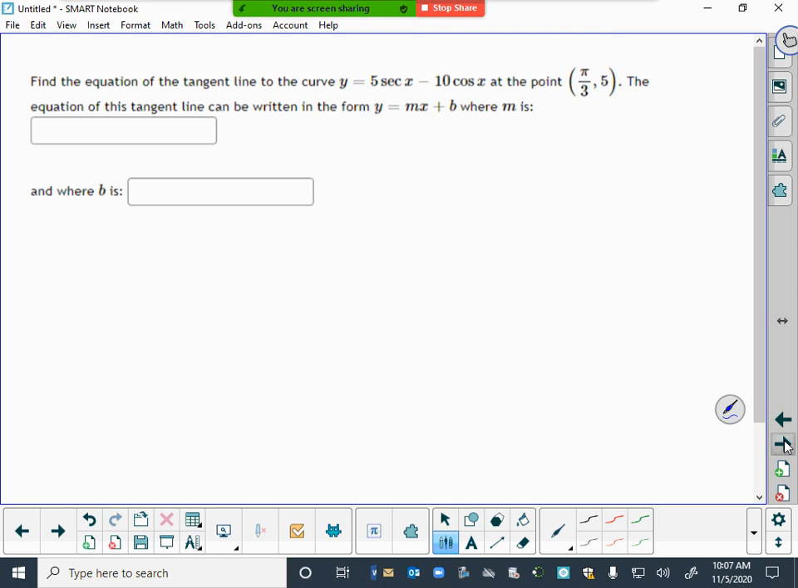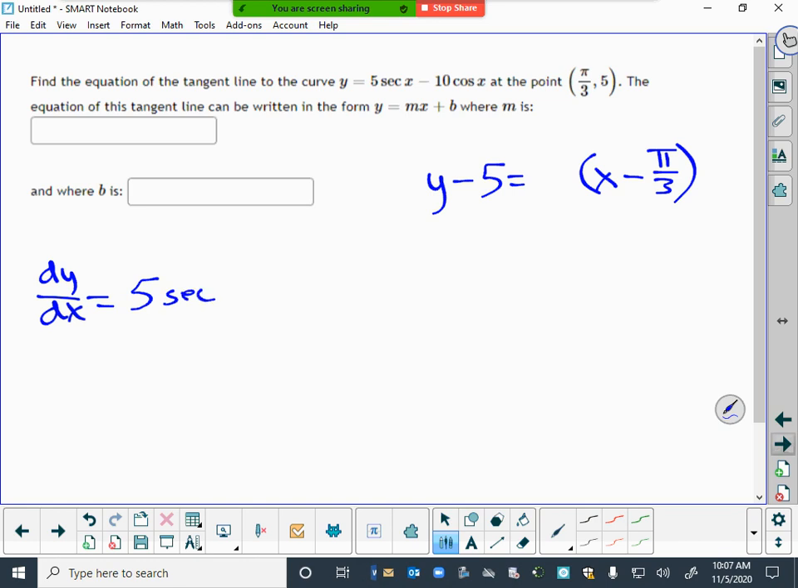So to find the slope, we already know so far to start out, we're going to have y minus 5 is equal to something times x minus pi over 3. Okay, we're sitting on that part so far. We just need the slope. Slope comes from the derivative. The derivative of secant is secant x tangent x. So we got 5 secant x tangent x minus, which is going to become a plus 10 sine x.